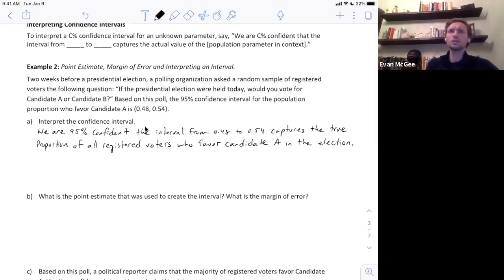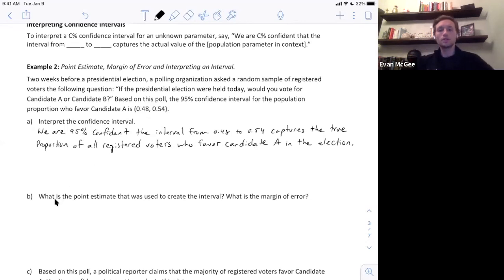Now, one thing I need to make sure I say is that when you're interpreting a confidence interval, it's really important that you describe the parameter and not the statistic. For example, the statistic would be the midpoint here that they took. We're not describing the statistic, we're trying to capture the population of all voters who favor candidate A. So make sure when you're interpreting a confidence interval, you describe the parameter and not a statistic.